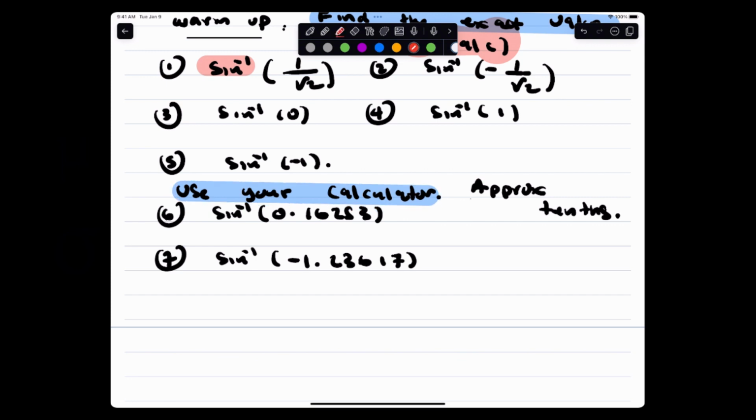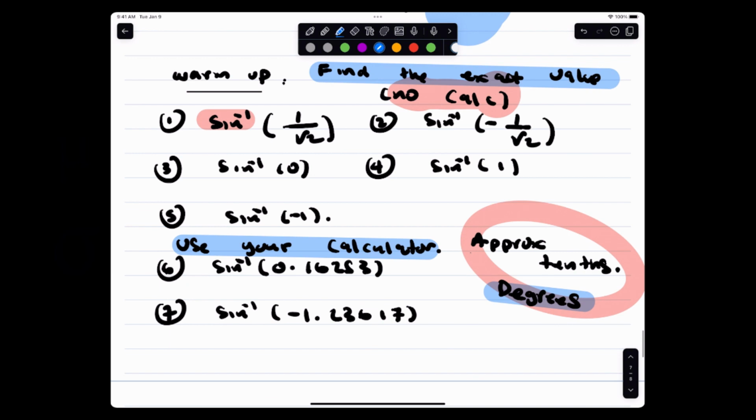And we approximated to the what? Tenths. And also I'm going to say to you guys, just as a note, your answer is in degrees here. So let's give the answer here in degrees. Okay? And these answers we're going to give in what? Radians. You should be able to see what's going on there.